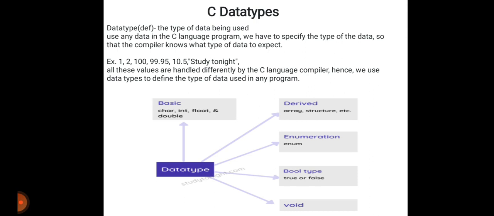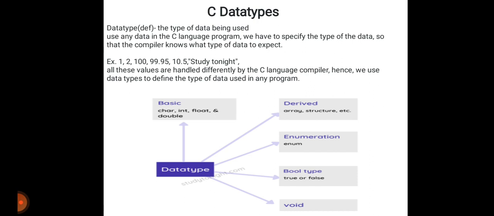Then what are the types? C data types are broadly categorized into 5 different categories. As I told you, the first one is basic, second is derived, third is enumeration, fourth is bool type and fifth is void. In basic data types, the examples are character, integer, floating point and double.